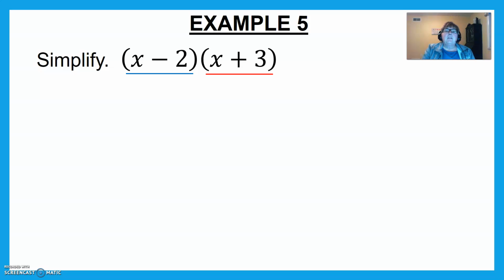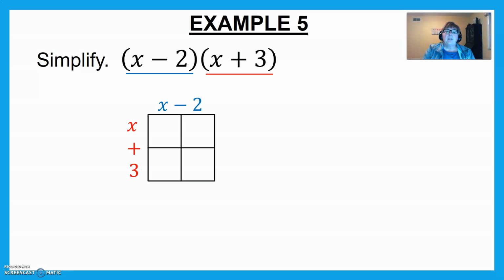I have x minus 2 times x plus 3. So I draw my 2 by 2 box. I put x minus 2 up there and x plus 3 right there. I multiply into the boxes, so x times x gives me x squared. X times negative 2 gives me negative 2x. 3 times x gives me 3x. And 3 times negative 2 gives me negative 6.